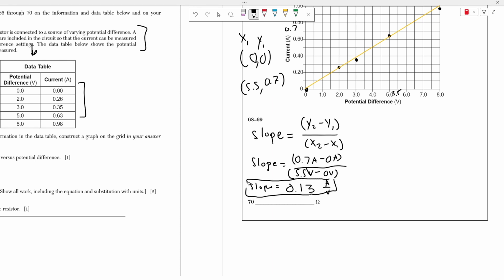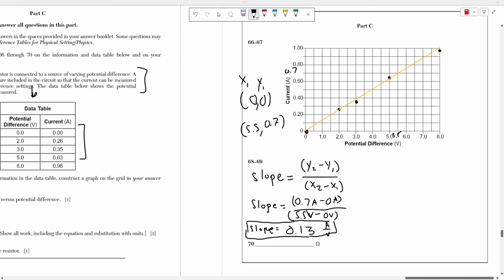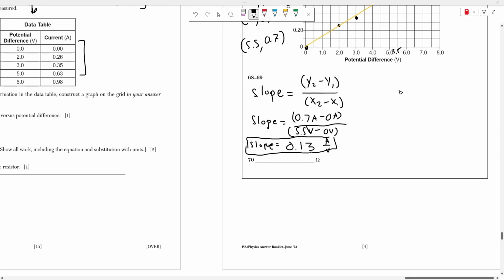For those of you that are using the actual answer key, you might find that the slope that you get is different from the slope that the answer key gets. The reason for that is because the answer key plotted their points differently from you, and they drew a different line of best fit. So as long as you're somewhere within an acceptable range, or you calculate your slope using points that your line goes through, you will not get points taken off for this, okay?